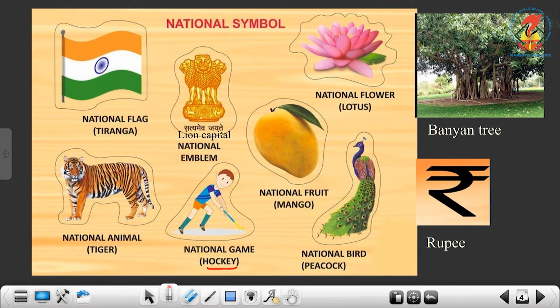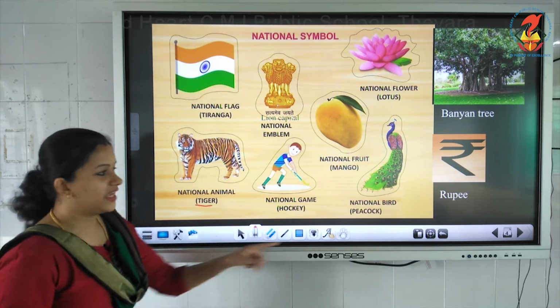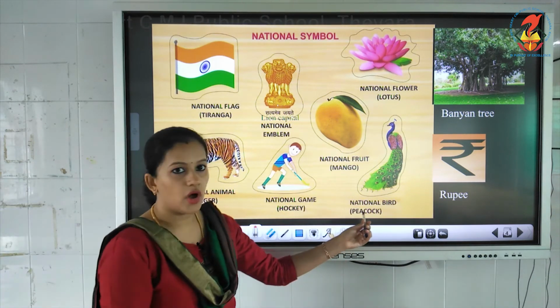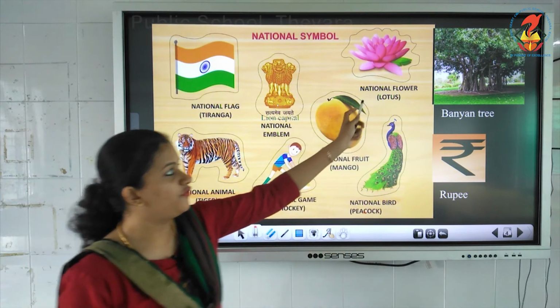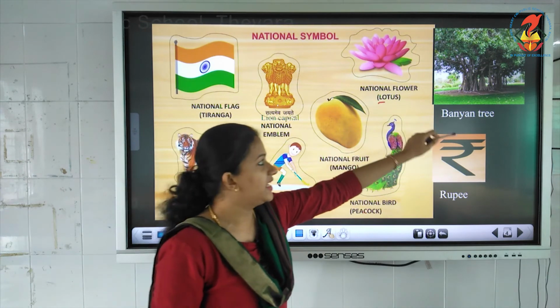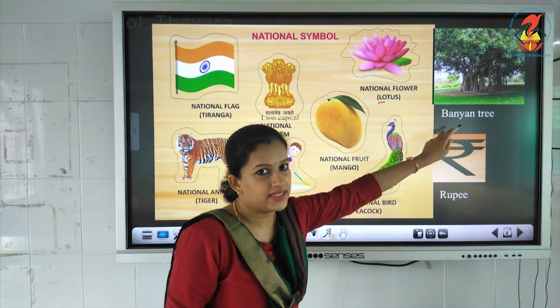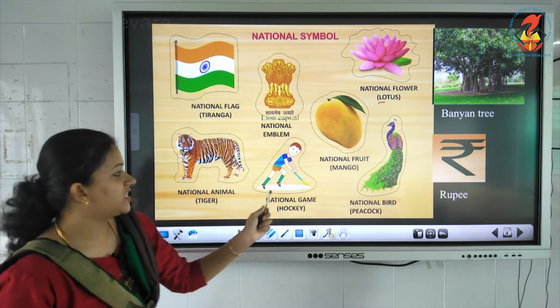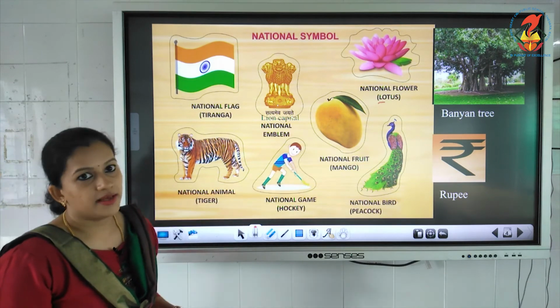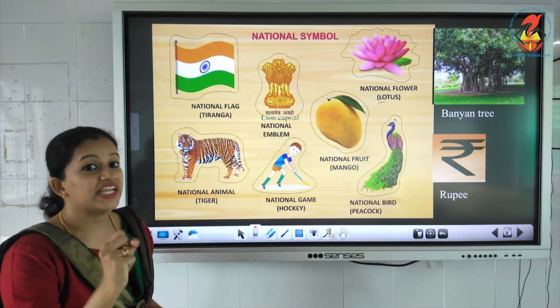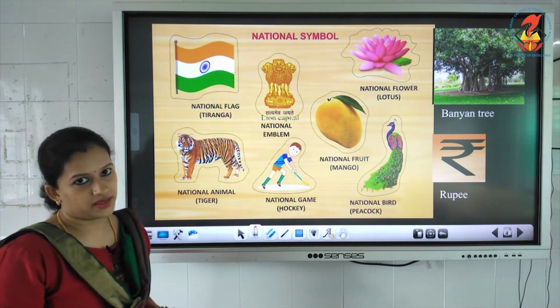So I will repeat it once again. National animal is tiger. National bird is peacock. Then the national flower is lotus. The national tree is the banyan tree. Then the national fruit is the mango. Then our national game is hockey.